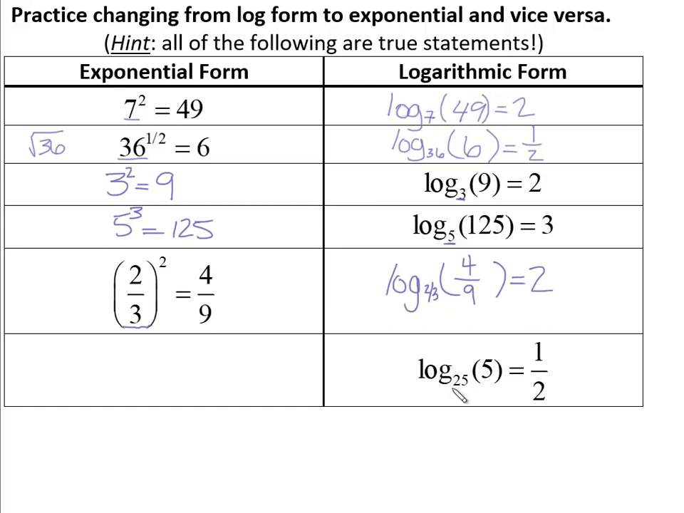Okay, let's do one more. 25, the base of my logarithm is the base of my exponent, to the 1/2 power, or my logarithm equals the exponent, is equal to 5. And again, remember, to the 1/2 power means like the square root. So square root of 25 is 5.